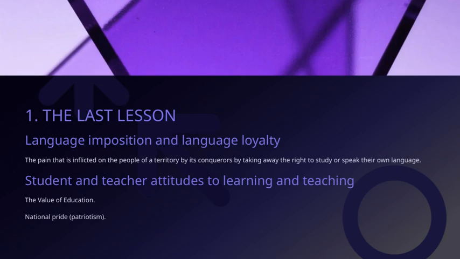Next, we consider the value of education, how it's not just about acquiring knowledge, but also about empowering individuals and strengthening communities. We then look at student and teacher attitudes towards learning and teaching. Positive attitudes can foster a love for learning, which is crucial in maintaining cultural identity, especially under challenging circumstances.